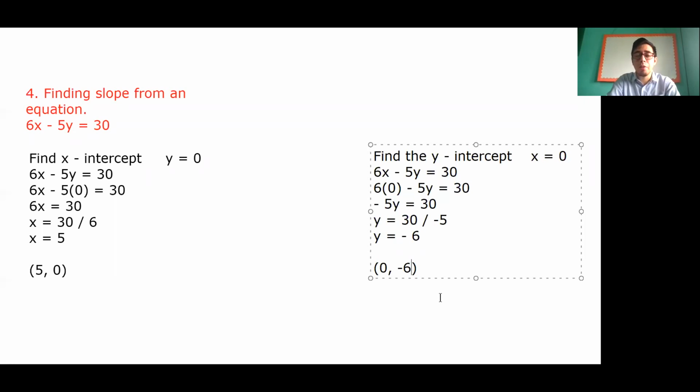Okay, we have 2 points. Remember, I need 2 points to find the slope. In this case, you want to find the slope. I need 2 points, so I already have the 2 points I need. We obtained 2 points, and these 2 points are going to help me obtain the slope. This is what I'm looking for.